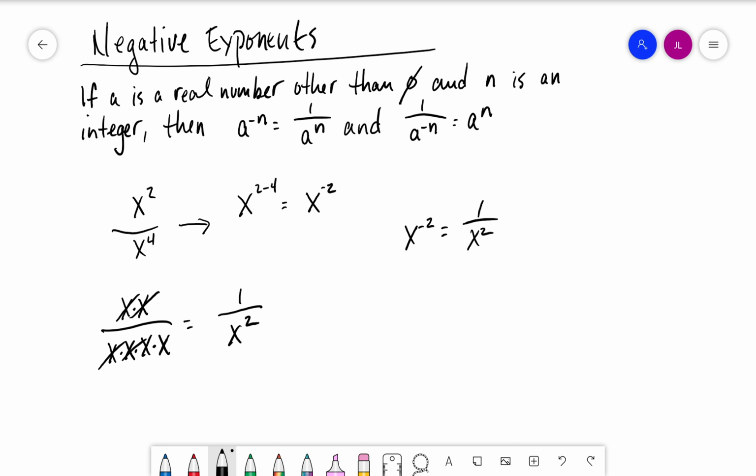Another thing we can do if we have a negative exponent is take the reciprocal and change the sign of the exponent. So x to the negative 2, we'd write as a fraction, x to the negative 2 over 1. Let's take the reciprocal of this; remember, that's just flipping the fraction. We have 1 over x to the negative 2. But once we do this, we change the sign of our exponent, so this becomes 1 over x squared.